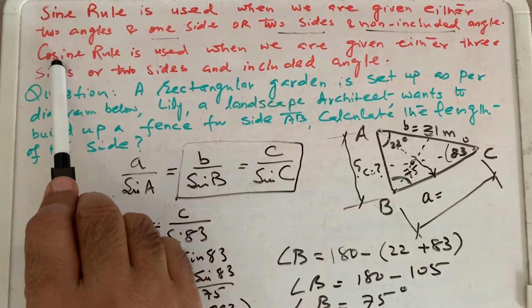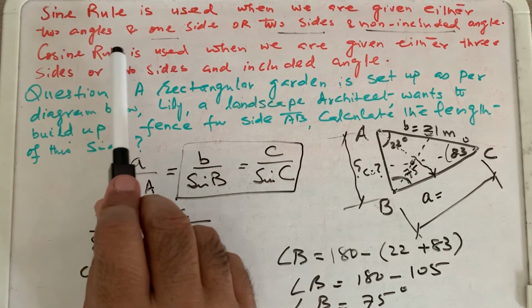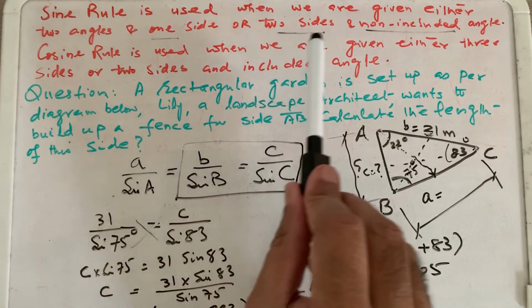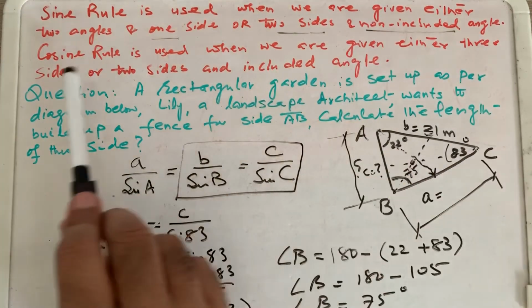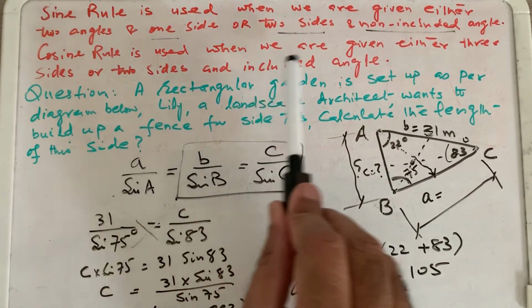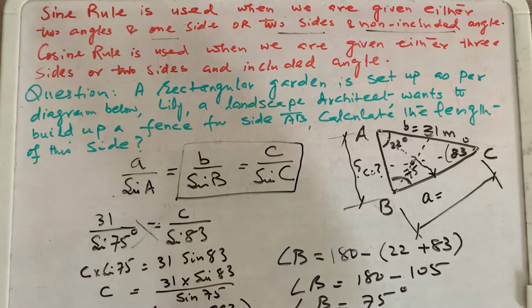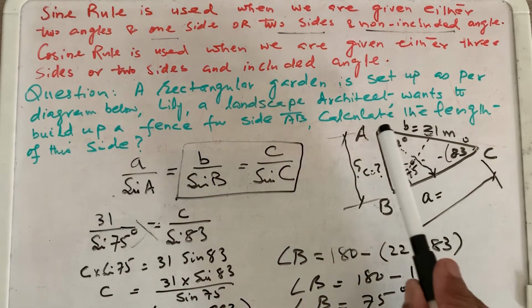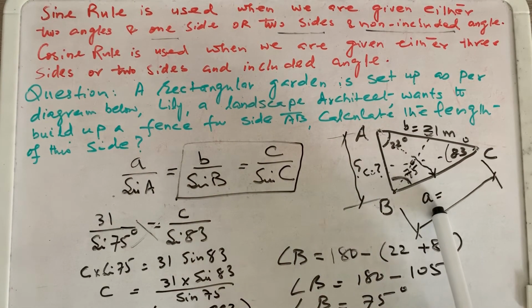The cosine law or rule is used when we are given either three sides or two sides and the included angle. So we can have more questions on this. I hope you understand this thoroughly, but be careful while you put the subscript small alphabets a, b, c, which is indicating the side length of a triangle opposite to the angle.